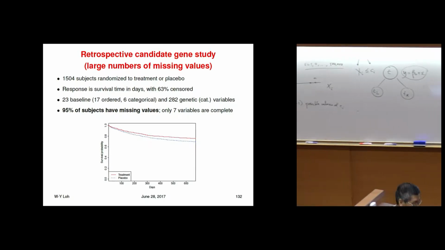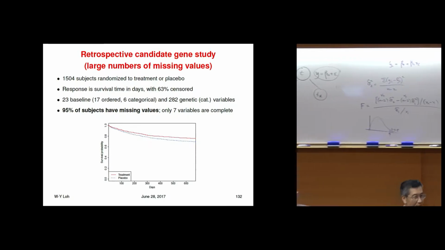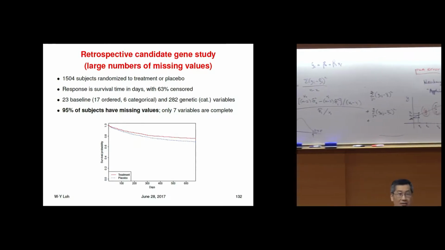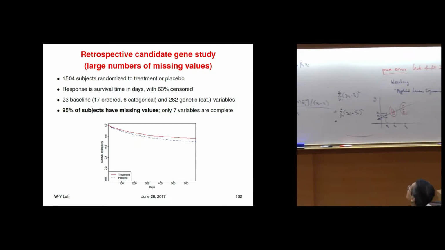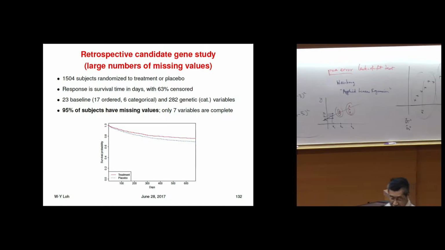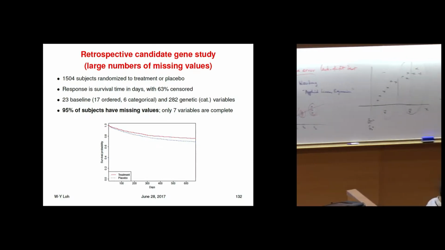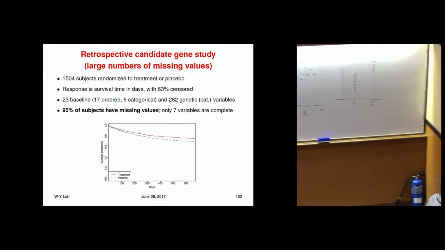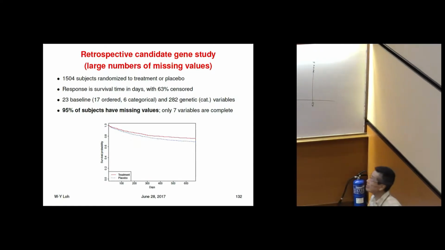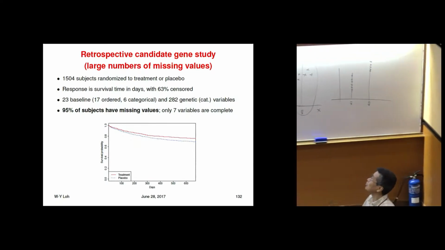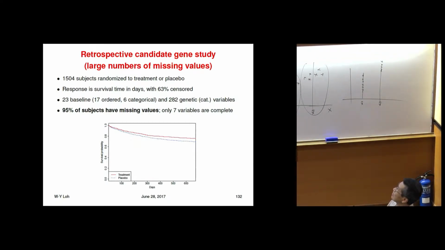Now I show you an example that no method can analyze, except GUIDE. So here's an example on a gene study. This is from a drug company, and I'm not told what is the disease. I don't know. I was just told that they collected this data, 1,500 subjects, randomized to treatment or placebo. I don't know what is the disease. I don't know what is the treatment. And the response is survival time in days, 63% censored.